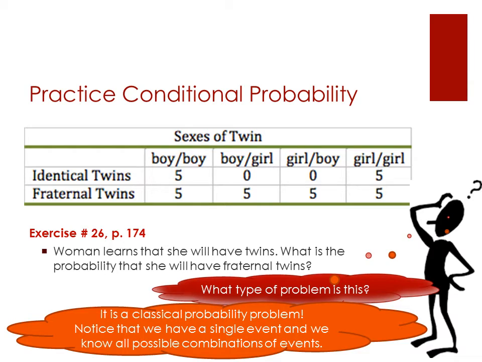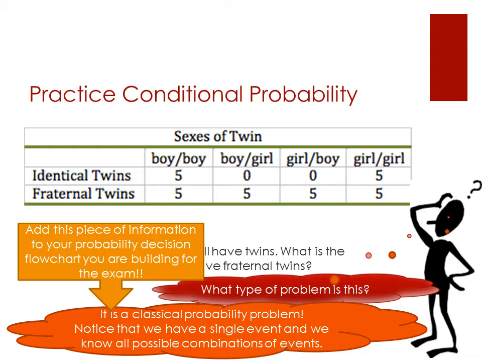Okay, this is going to be a classical probability problem. Notice that we have a single event and we know all possible combinations of events. So this makes it a classical probability problem. Remember going back and looking at the difference between a classical probability problem and the relative frequency approximation. So keep in mind that this criteria is a piece of information that you should be adding to your probability decision flowchart that you're building for the exam.